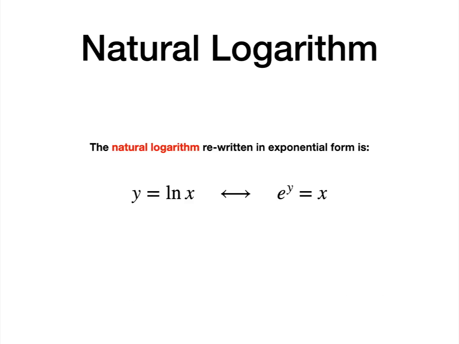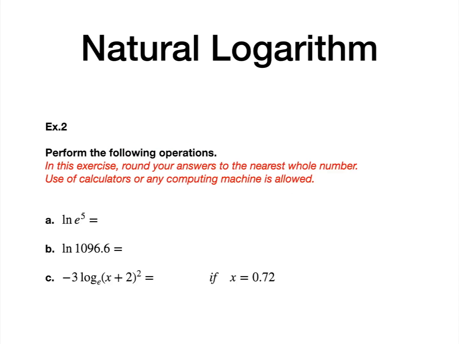As in our previous lesson, we can naturally rewrite the natural logarithm into its exponential form. So when you have y is equal to the natural logarithm of x, that is equivalent to saying e raised to y must be x. Now let's do a few more examples. Do remember that in this exercise you ought to round your answers to the nearest whole number. Also, the use of calculators or any computing machine is allowed.